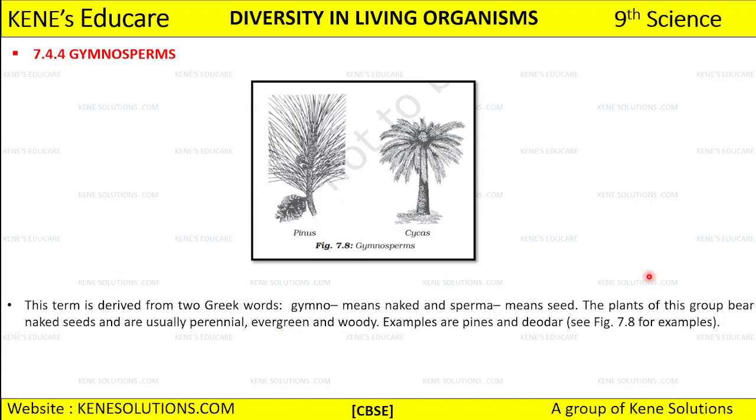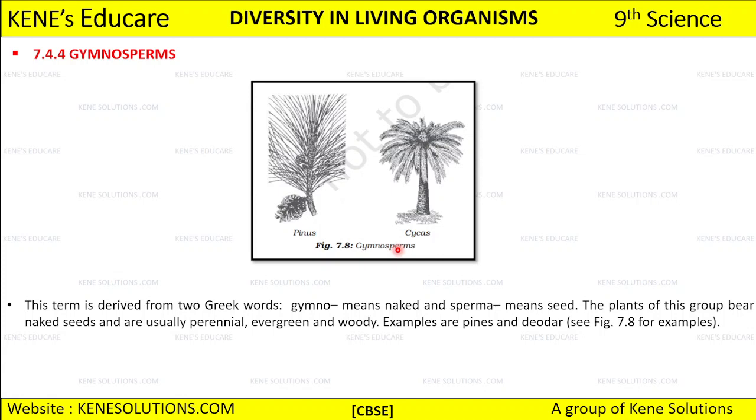The plants of this group bear naked seeds, and they are usually perennial, meaning they grow annually, they are evergreen and woody as well. The examples of gymnosperms are pines and deodar. You can see this diagram 7.8. Pinus and Cycas are plants that have naked seeds, they grow annually, they are evergreen, they will always stay green, and they are woody as well.